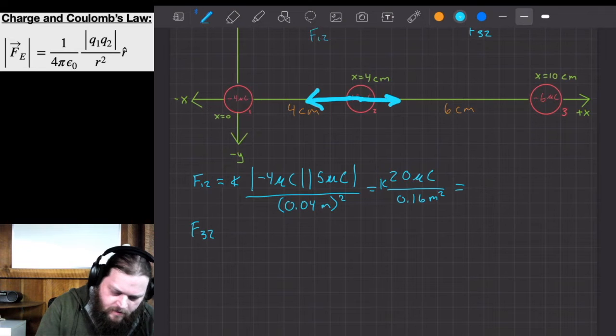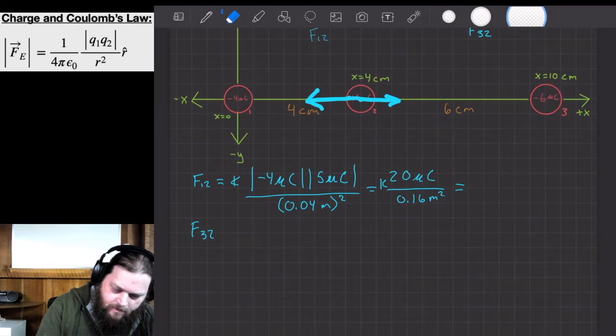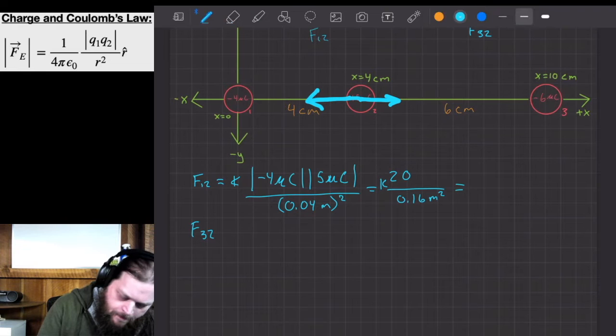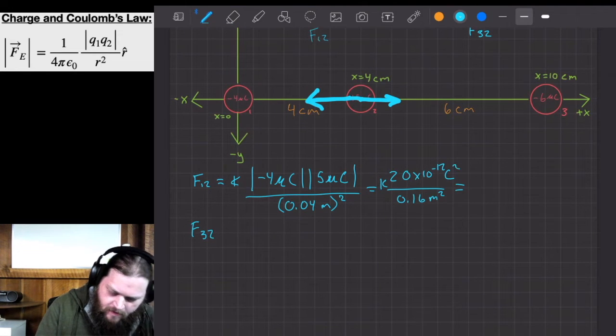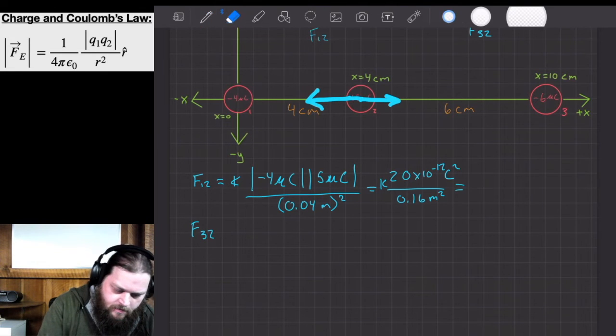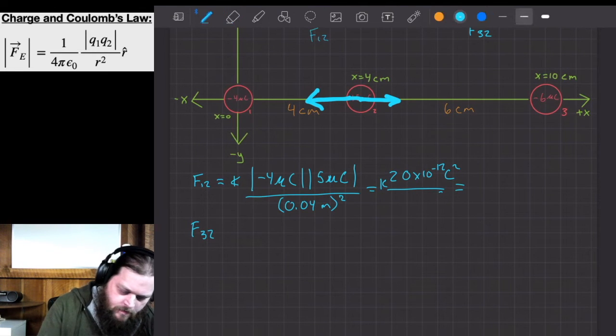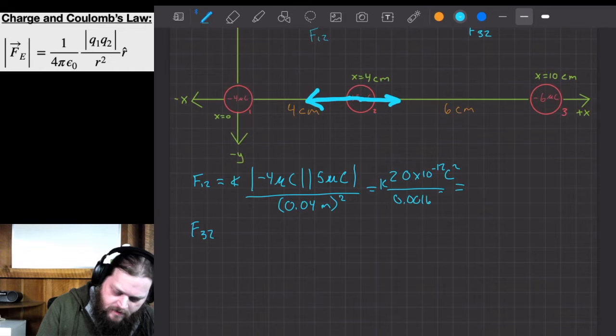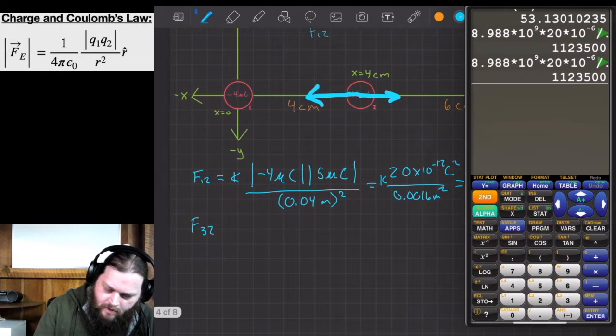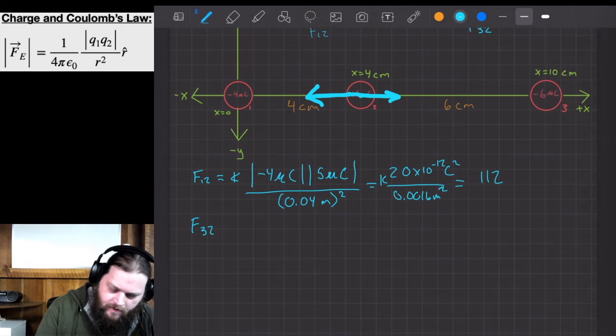So yeah, let me fix that. 10 to the negative 12 coulombs squared, divided by 0.0016 meters squared. That's 112. I was just off by a few orders of magnitude.